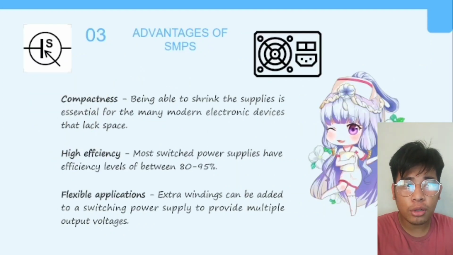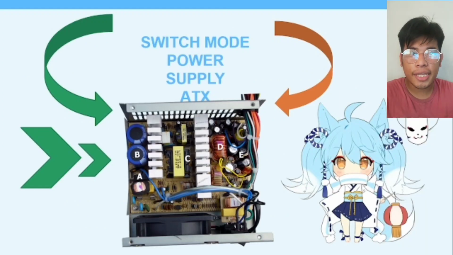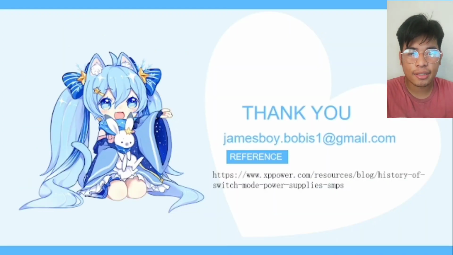First is compactness. Being able to shrink the supply is essential for the many modern electronic devices that lack space. Number 2 is high efficiency. Most switch mode power supplies have efficiency levels of between 80% to 95%. Number 3 is flexible applications. Extra windings can be added to a switching power supply to provide multiple output voltages. Here is an example of a switch mode power supply ATX.